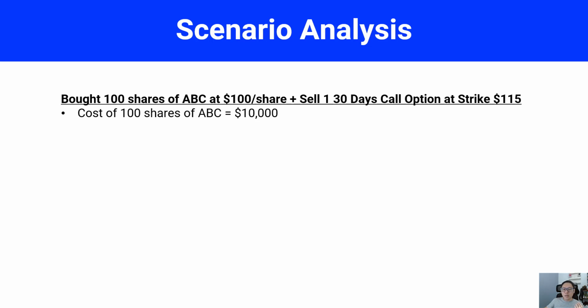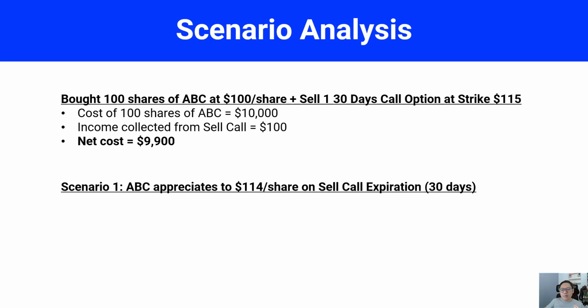As mentioned, the cost of your shares purchase is $10,000. The income collected as a seller of this 30 days call option is $100. Your overall net cost is thus $9,900. Now, what happens when the price of ABC appreciates to $114 after 30 days when your call option expires?